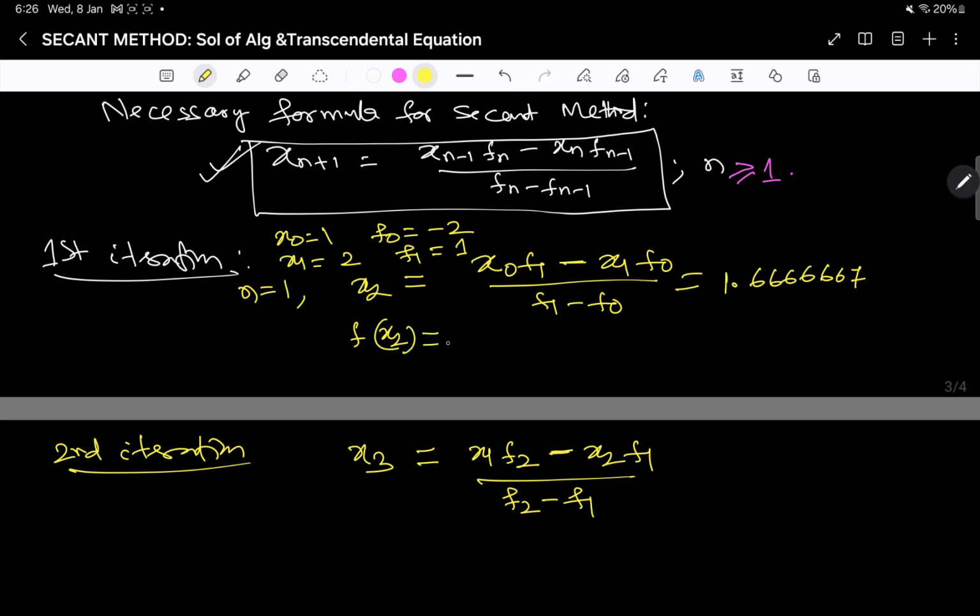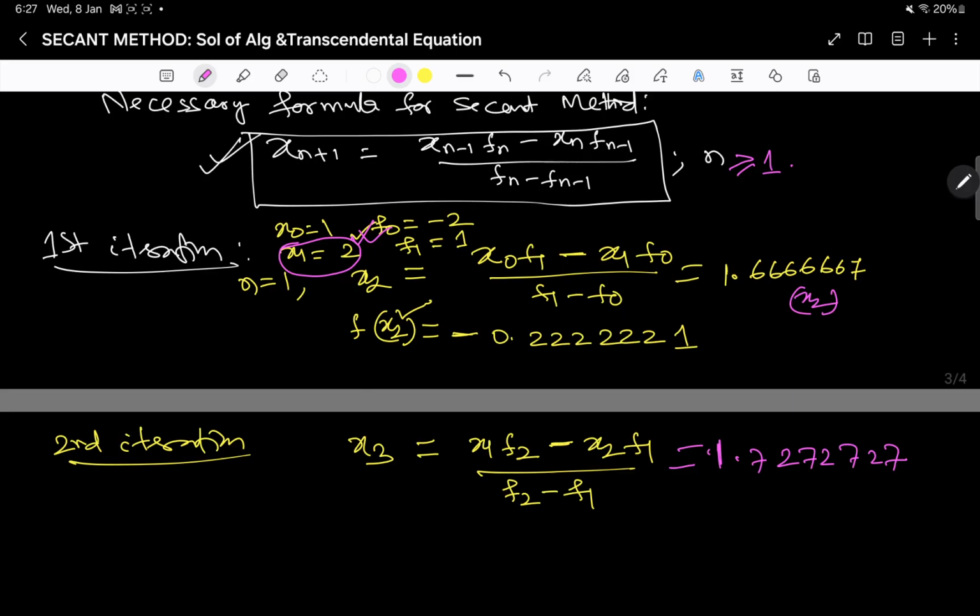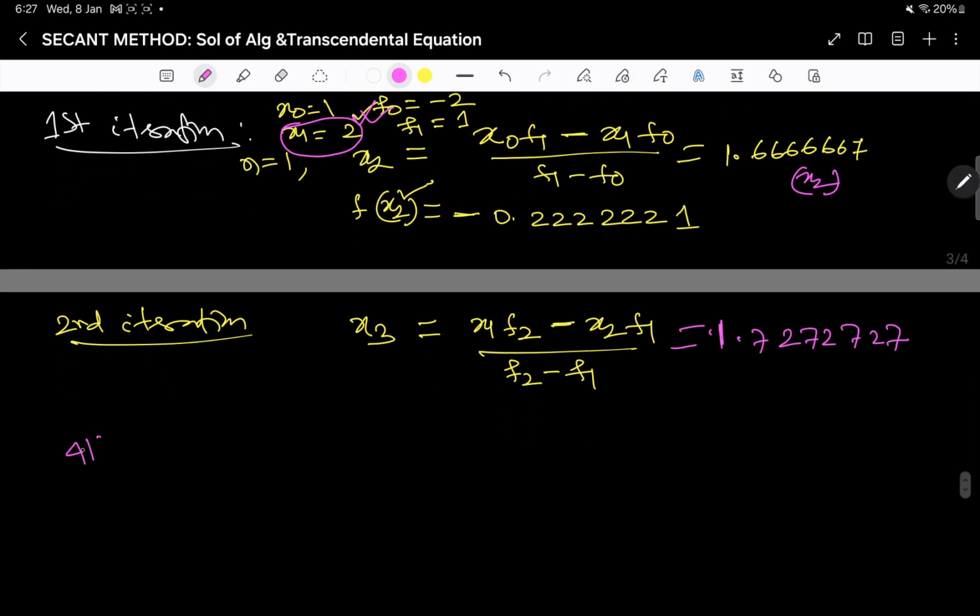If you find it, it will be minus 0.222221. We don't bother whether it is negative or positive. As usual my x2 is my x2 and my x1 is my x1. With this I proceed to work it out, and this will give me 1.727227.